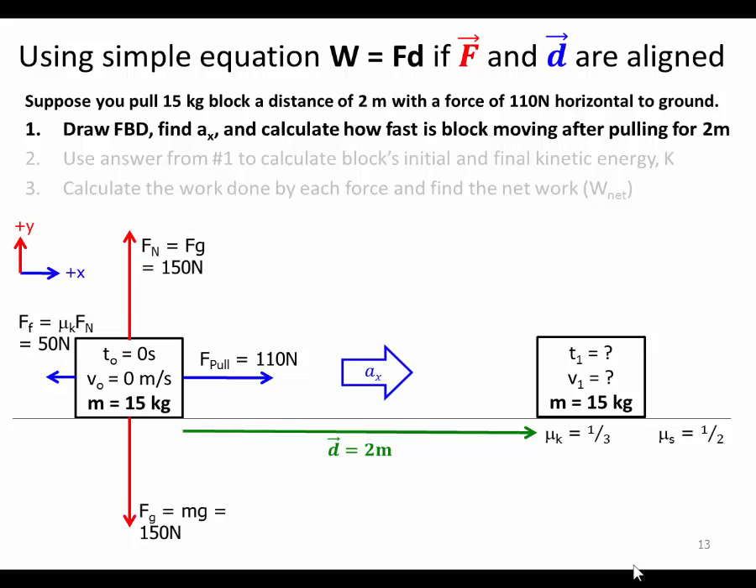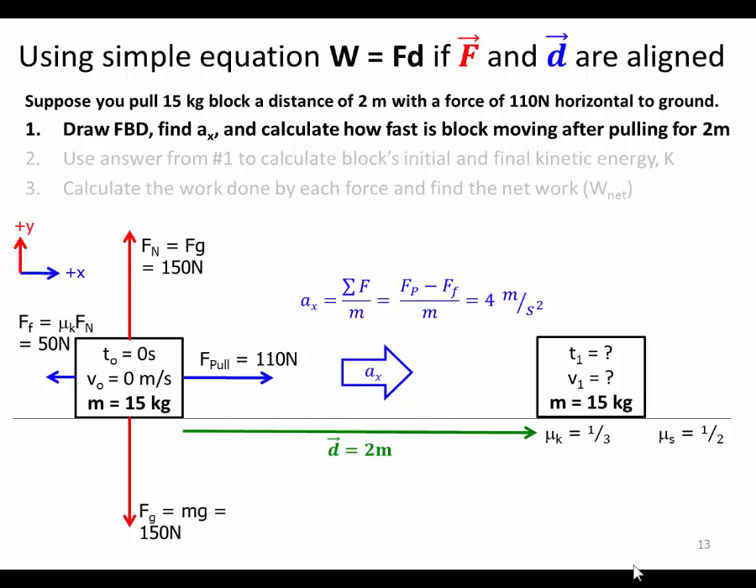This block will accelerate to the right. The question is by how much. We can apply Newton's second law. We can take the sum of the forces, divide by mass. The forces that we have here are a pulling force minus our frictional force, so 110 minus 50 is 60 newtons, and we'll divide that by the mass of 15 kilograms. We get 4 meters per second squared. All right, so now we have an acceleration.